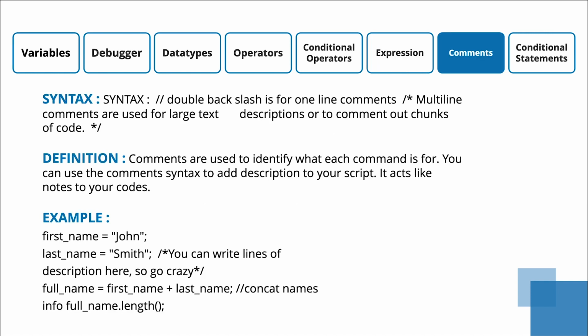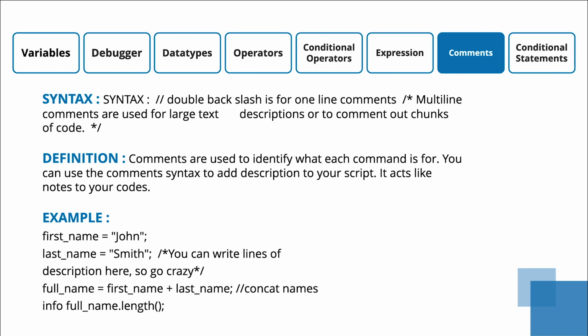The next in line is comments. You will usually work with a large set of data in real time, and you'd want to identify what each command is for. You can use comments to add description to your script. It basically acts like notes to your code. Now, syntax is, if you just want one line of comment, you just have to put a double slash. And if you want to add multiple lines of comments, you've got to put them between a forward slash and an asterisk. And then at the end of the entire description, you can put yet another asterisk and then forward slash.